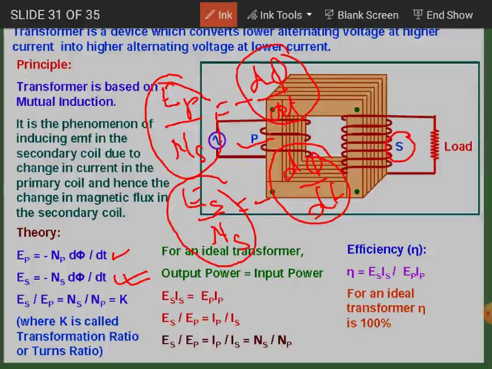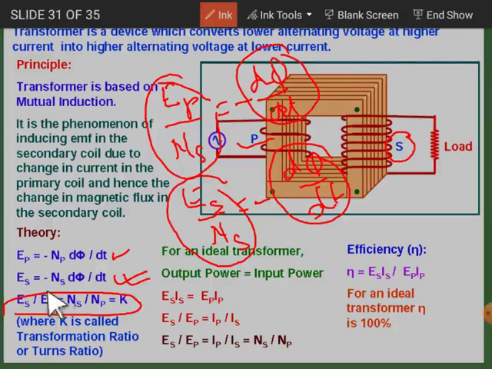Then after equating, you will get from the last equation that ES by EP is equal to NS by NP. We call this ratio the transformation ratio. Depending upon this value, the transformer will be step up or step down. If this transformation ratio K is greater than 1, we call it a step up transformer, and if K is less than 1, we call it a step down transformer.